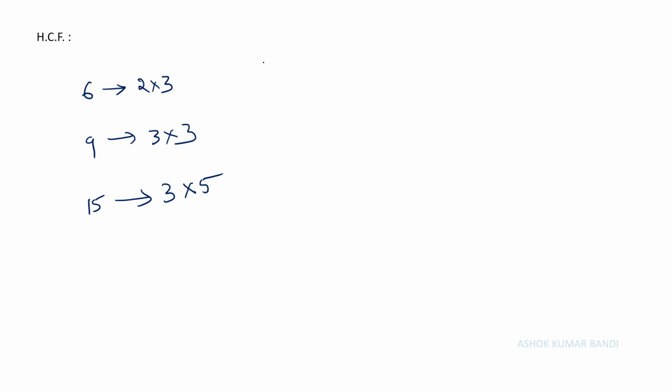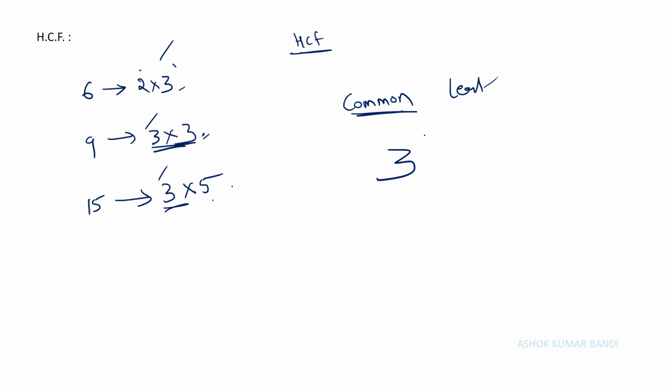Now, in LCM you take all the numbers, but in HCF, you have to take only the common numbers in all of them. What are the common numbers? See, 2 is here, but 2 is not there, 2 is not there. So don't take 2. 3 is there, 3 is there, 3 is there. So take 3. 5 is not here, 5 is not here, 5 is there. So don't take 5. Only take the common numbers with their least powers. Here 3 power 1, here 3 square, here 3 power 1. What is the least power? 3 power 1. So simply that is going to give you the HCF of the given numbers.